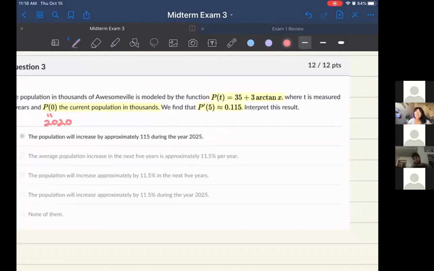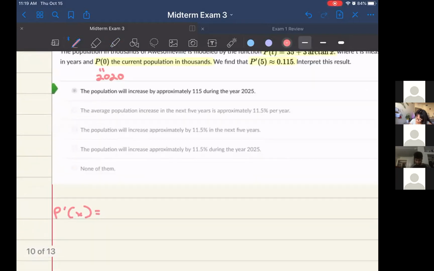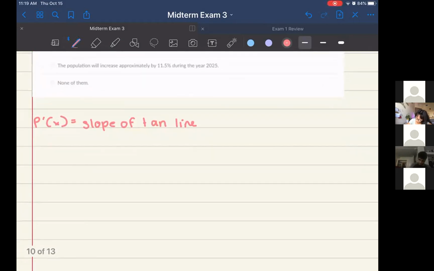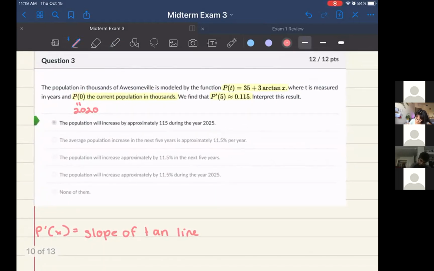So this one, you kind of just need to know how to interpret what a derivative is. P prime of X is equal to the slope of the tangent line. It's kind of weird to explain this. The slope of the tangent line.